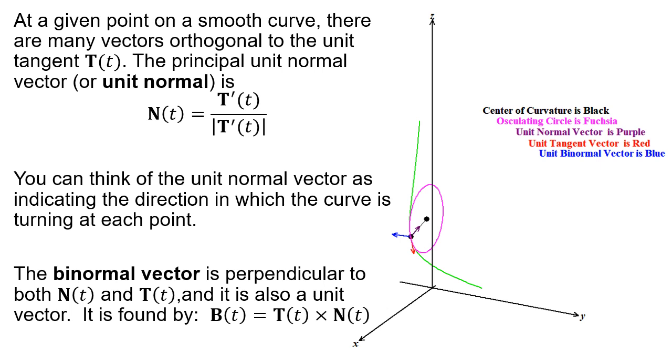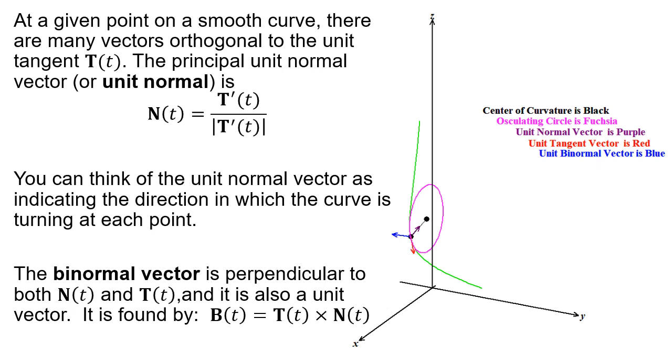Okay, here's one of the things that kind of makes people wonder why they're doing this course, when we talk about finding different vectors. So at a given point on a curve, as long as it's a smooth curve, no jumps, gaps, breaks, whatever, there are many vectors orthogonal to the unit tangent. But the principal unit normal, or just the unit normal, is one of those vectors that we would like to know something about. And so the unit normal would be N, which would be the first derivative of the unit tangent divided by the magnitude of the derivative of the unit tangent.